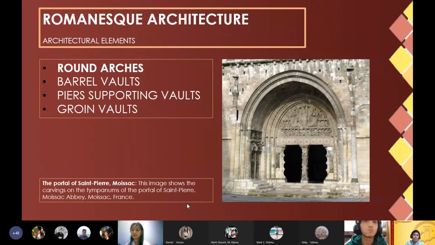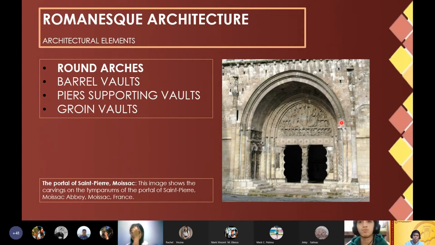So what are the architectural elements in Romanesque architecture? We have here one, two, three, four: round arches, barrel vaults, piers supporting vaults, and groin vaults. Okay, so round arches, from the term itself, round.